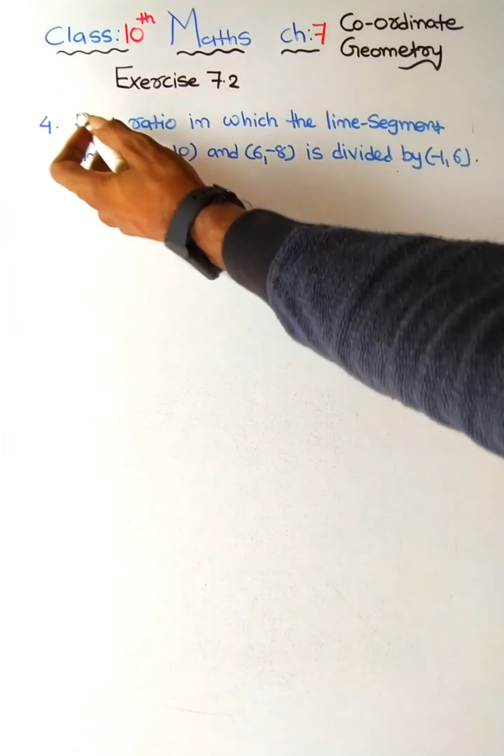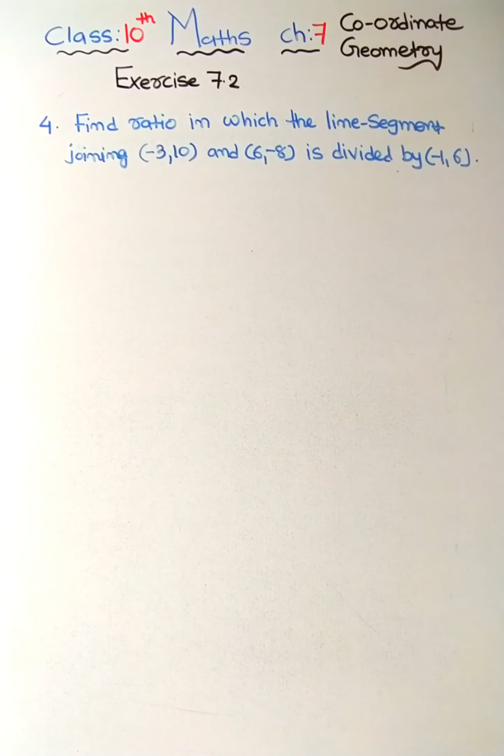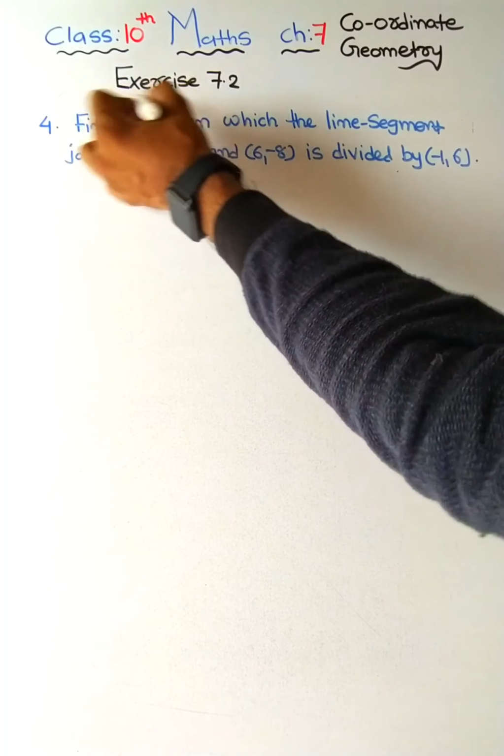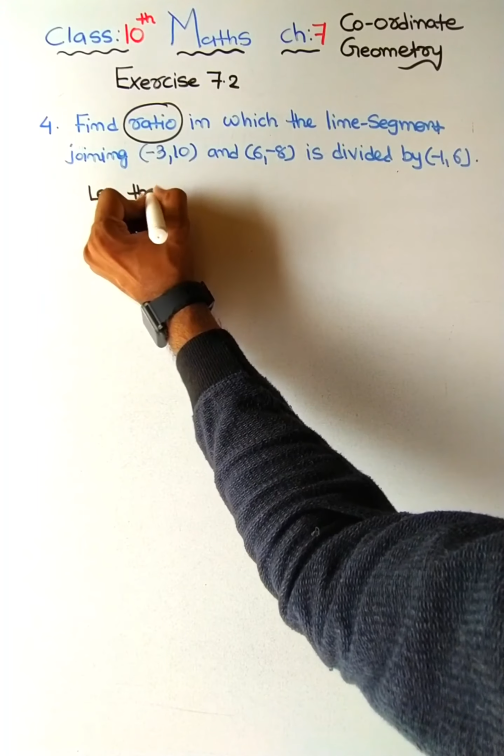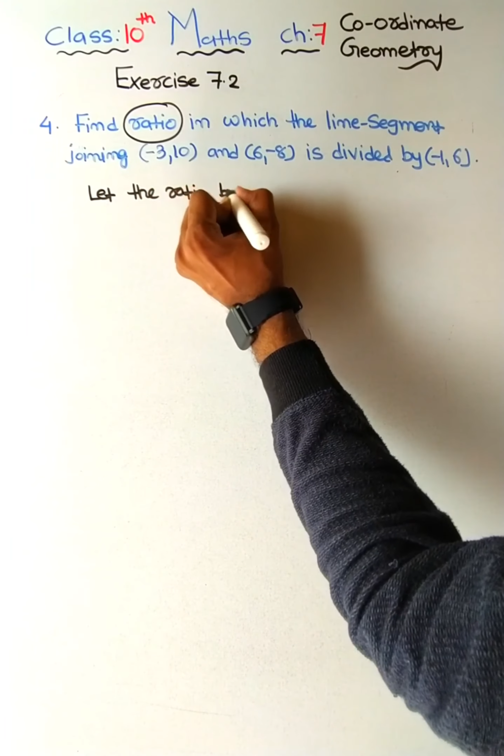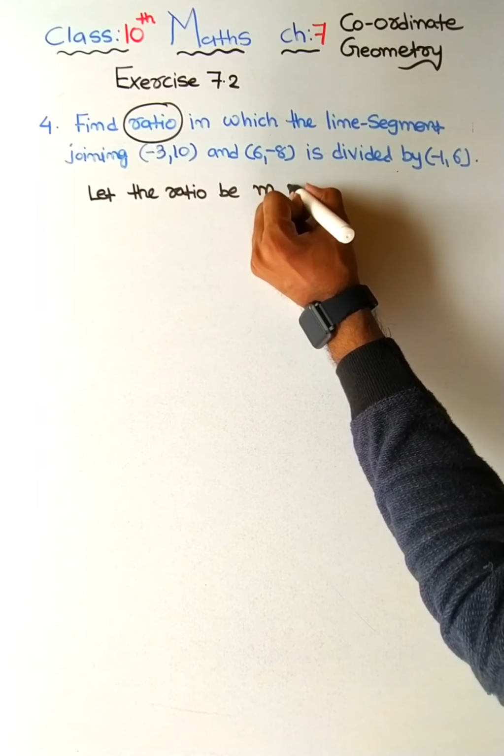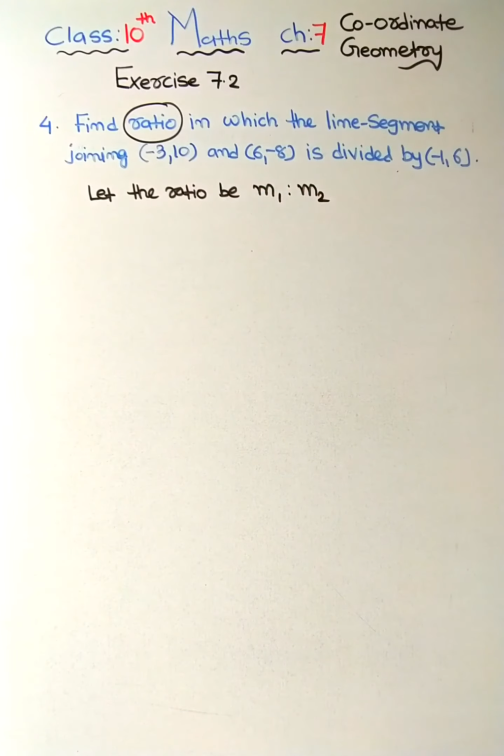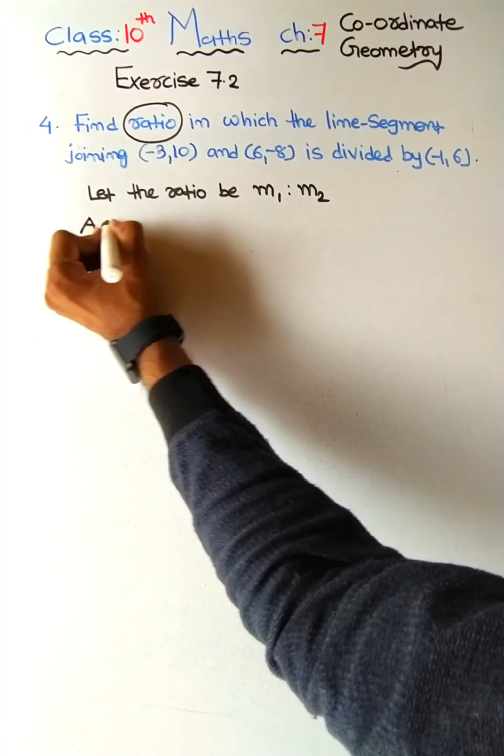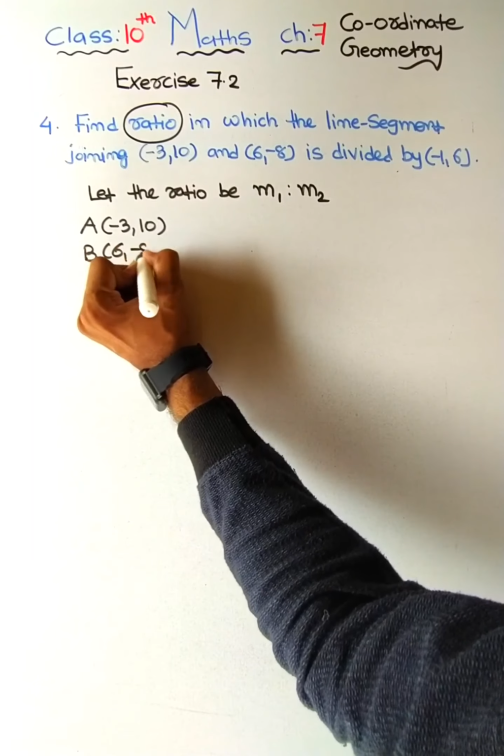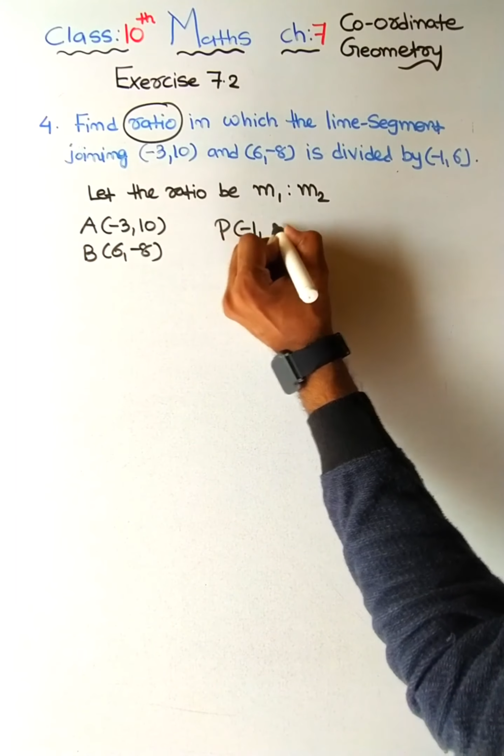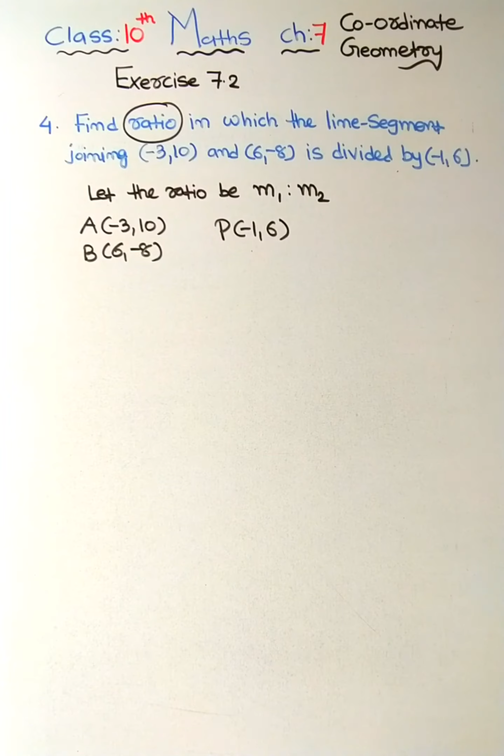This question is: find the ratio in which the line segment joining minus 3 10 and 6 minus 8 is divided by minus 1 6, right? So here what we are finding is the ratio. So let us suppose the ratio be M1 is to M2. We are finding M1 is to M2. Now let us suppose that there is point A and point B forming the line segment, and this point P is dividing this line segment.